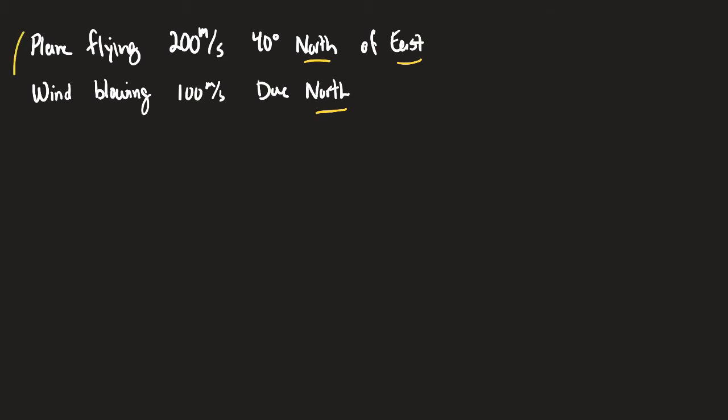The sum of these 2 things would give us what we call the ground speed. The ground speed is the speed and direction of the plane relative to a fixed point on the ground. That's why these are called relative velocity problems. They are relative to a fixed frame of reference, an agreed upon frame of reference.